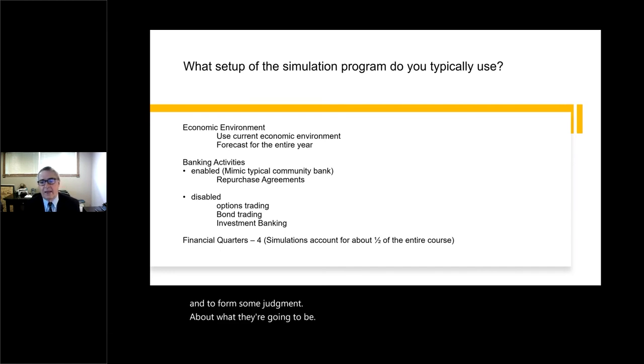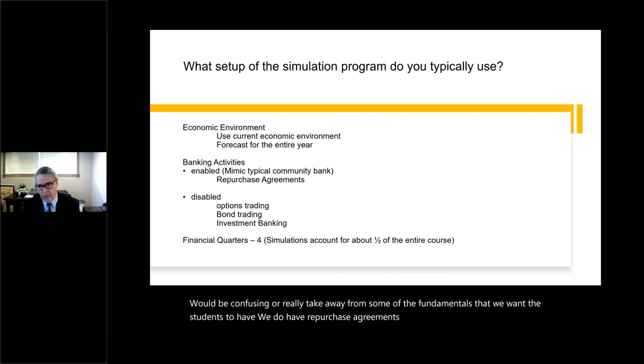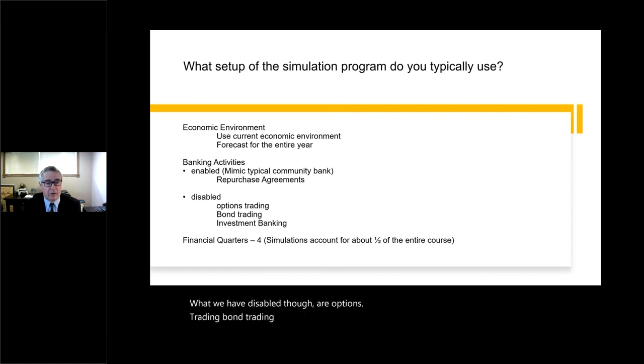As far as banking activities, we try to mimic a typical community bank, and we try to strip out some of the things that would be confusing or really take away from some of the fundamentals that we want the students to have. We do have repurchase agreements enabled so banks can borrow. What we have disabled, though, are options trading, bond trading, and investment banking. We really think that's probably a topic for another class.